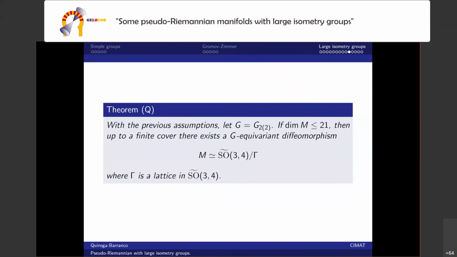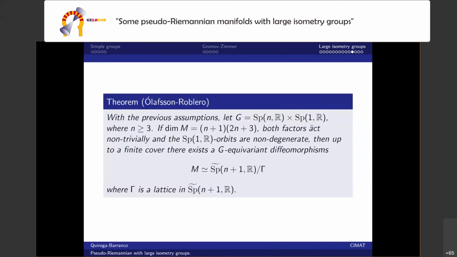All of these results can be obtained, as I mentioned, using this Gromov-Zimmer machinery and the representation on the orthogonal complement. Here is another one. This is interesting because here I no longer have a simple group. I have a product of two simple groups, a semi-simple group. Now, again, with some bounds, some non-triviality conditions, you can say that your manifold is given by a group.